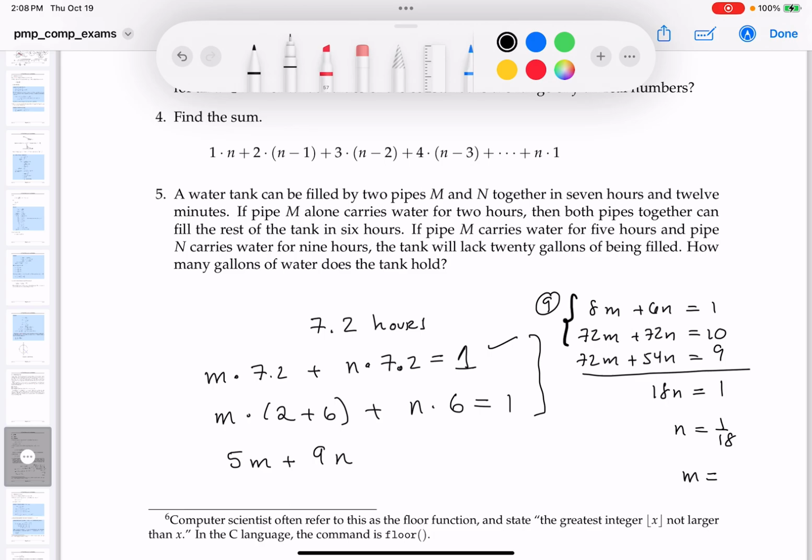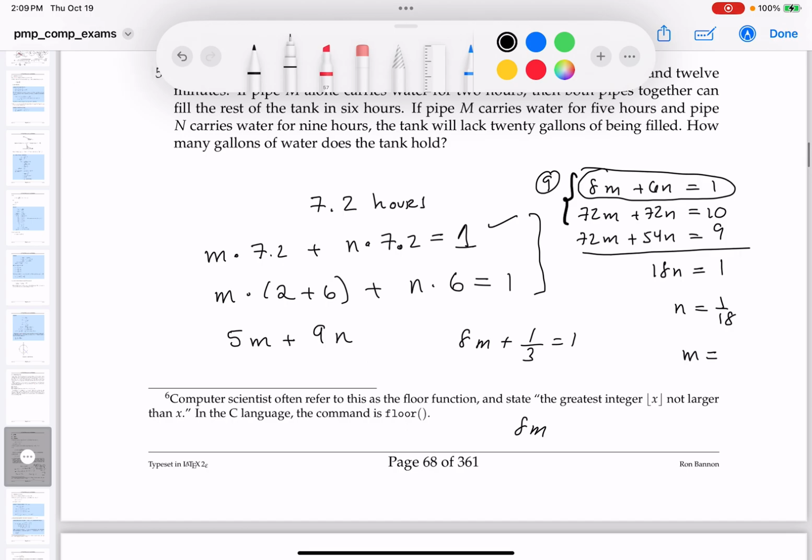Let's see if we can get m now. And I'm going to look at probably this equation here to do it. I'm going to say it's 8m plus 6 times n. Well, 6 times n is going to be 1/3, is equal to 1. That means 8m is equal to 2/3, which means m is going to be 2/3, and I divide by 8, which is going to give me 1, because I'm dividing by 2 on top. The bottom will be 12, 1/12. All right? So I know what their rates are, by the way.